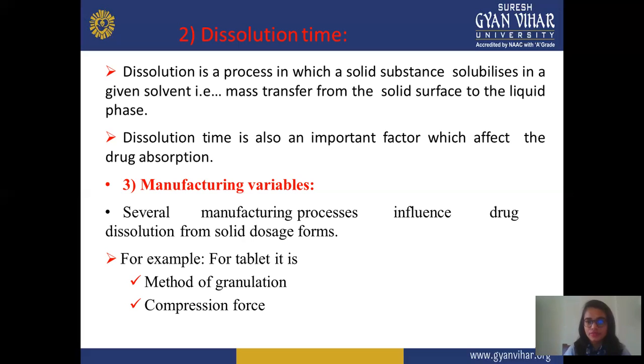The next is manufacturing variables. Several manufacturing processes are involved in drug dissolution from a solid dosage form. For example, for tablets, it is wet granulation and compression force. Not just a single variable is responsible for this process. There are a large number of variables and factors that affect the absorption rate of a particular drug. The major one is the method of granulation, which method you select for your formulation. If this method is not good for your formulation, it shows some error in absorption.